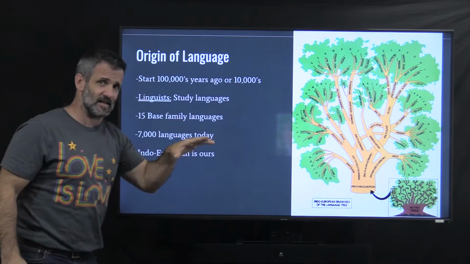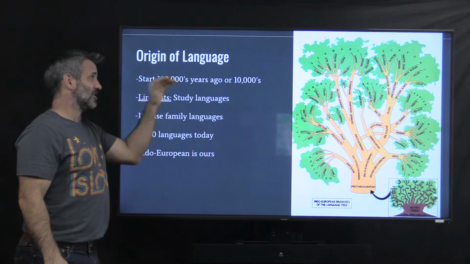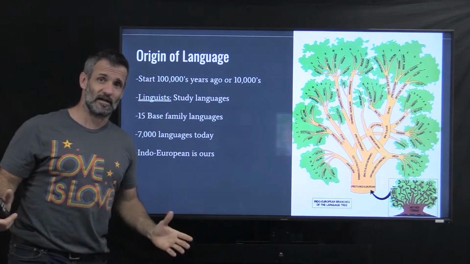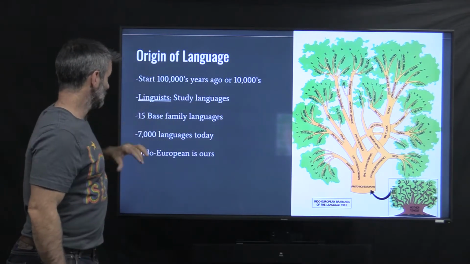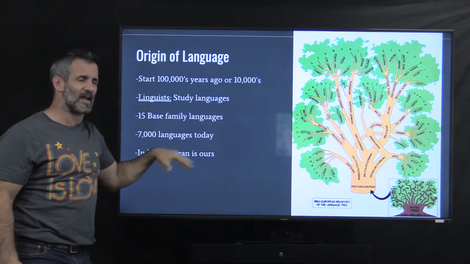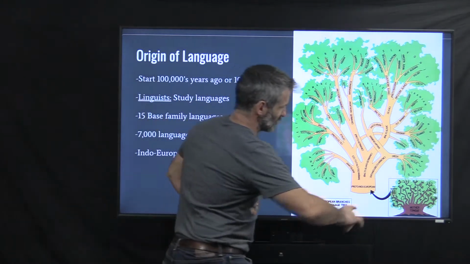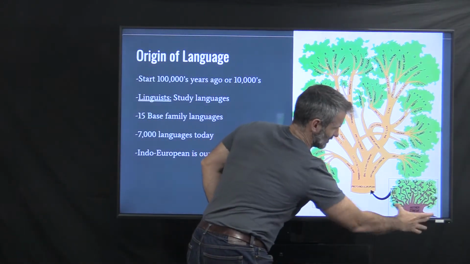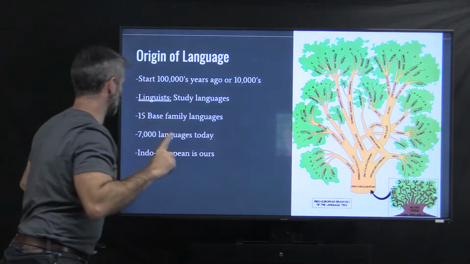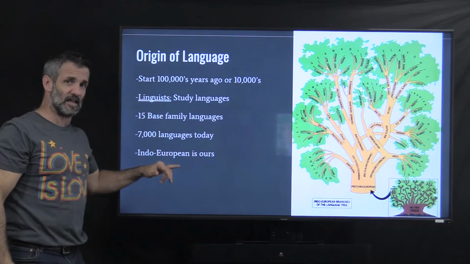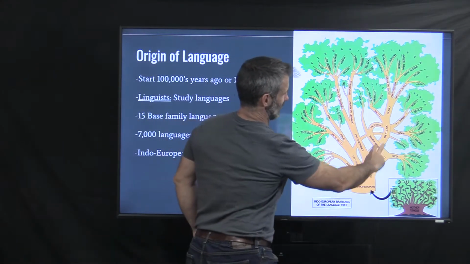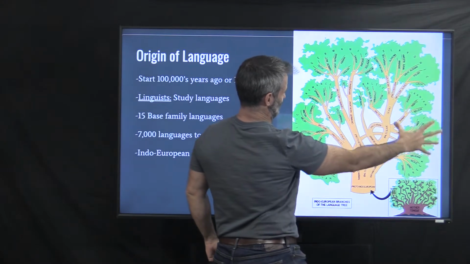Linguists, these guys study languages, they think it starts hundreds of thousands of years ago or tens of thousands of years ago. Nobody can really tell. If we think all the languages of the world, we have 15 base languages. If you look down here at this small little picture, we got the mother tree, which is called the mother tongue. And then let's just look at one of them, the Indo-European language group. So that's this one.